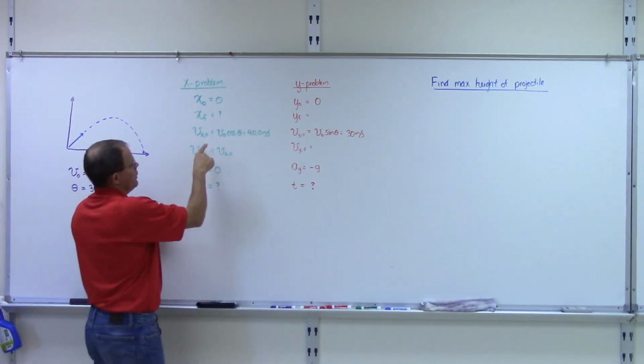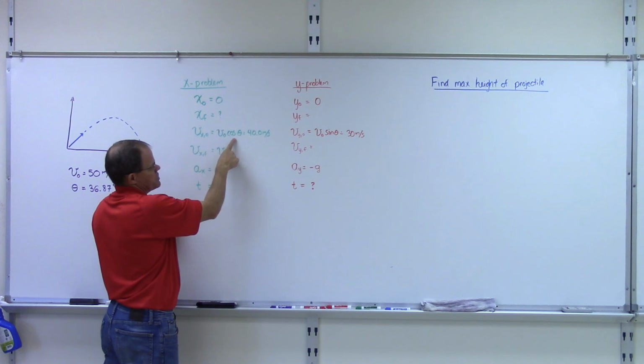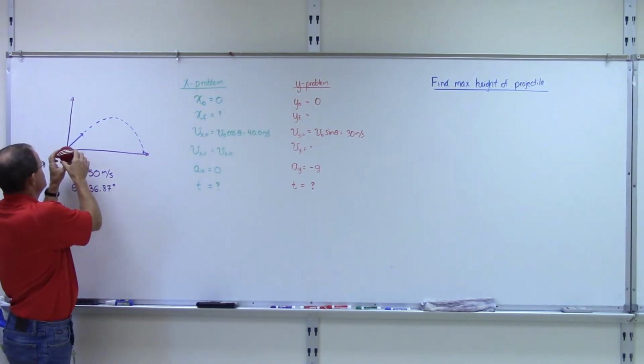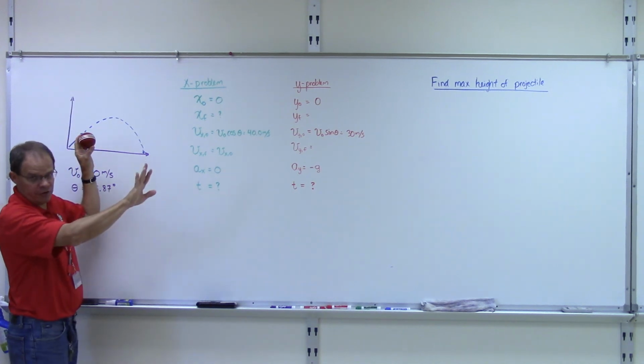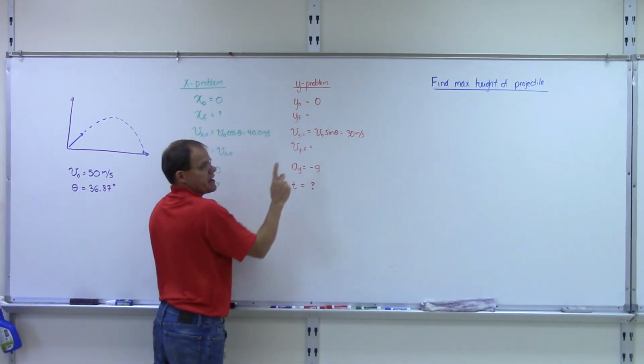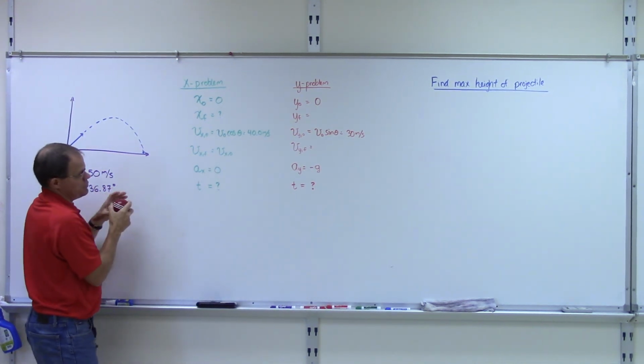And so we already talked about this. The initial velocity horizontally is the initial velocity times the cosine of the angle, which for this problem is 40 meters per second. So the ball is moving 40 meters per second to the right at the beginning. It's also moving 30 meters per second upwards. So it's not only moving over to the right, it's moving upwards.